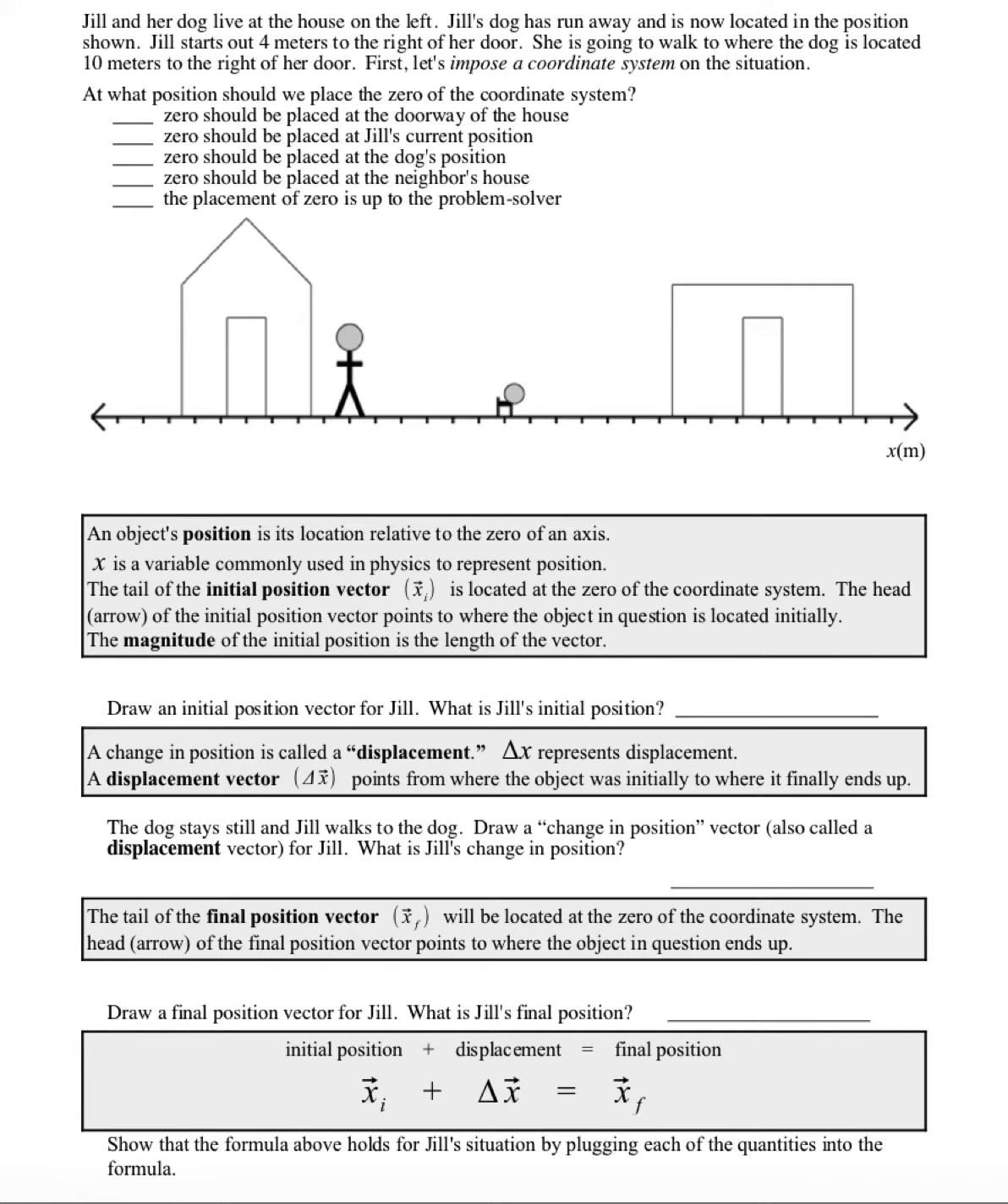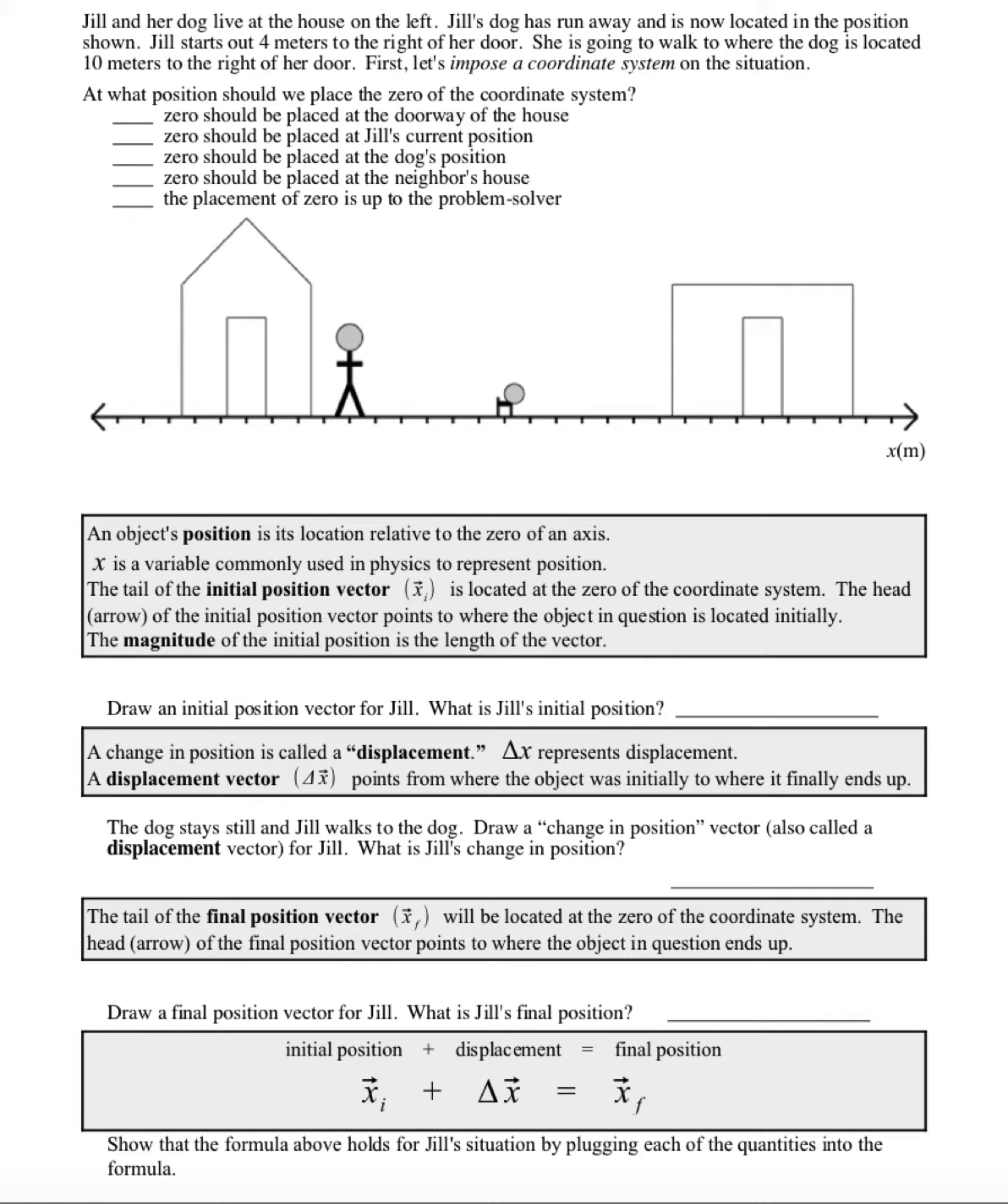So what's this problem all about? Jill and her dog live at the house on the left. Jill's dog ran away though, and it's now located in the position shown. Jill starts out 4 meters to the right of her door. She's going to walk to where the dog is located 10 meters to the right of her door. But at what position should we put the 0 of the coordinate system?